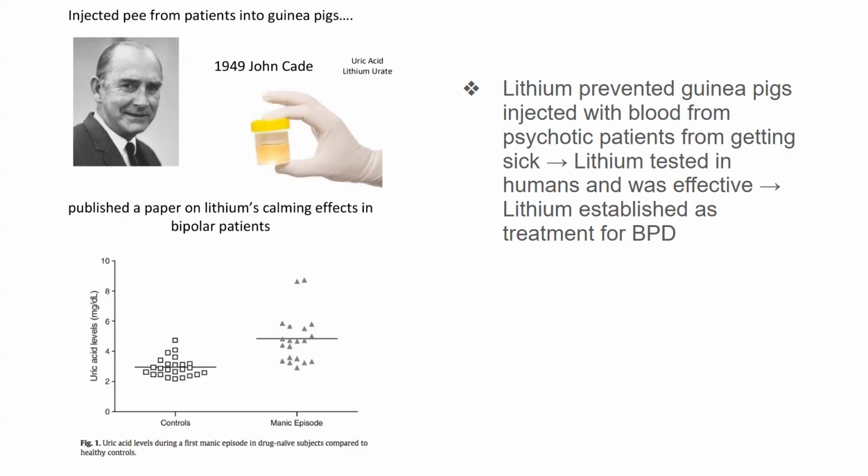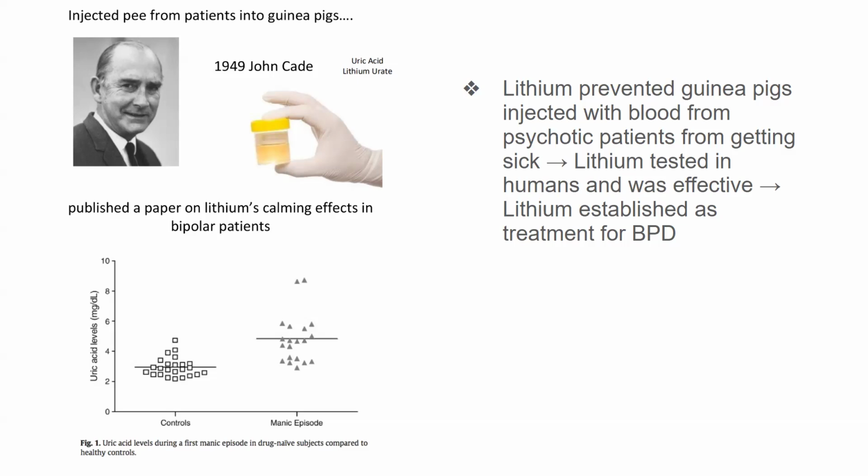And so we know now that increased uric acid levels are associated with a predisposition to bipolar disorder. High levels of uric acid are going to be associated with high levels of inflammation. And as we know, inflammation is a big predisposition to bipolar disorder. One of the most common themes we're going to be seeing here is that everything is kind of interconnected.